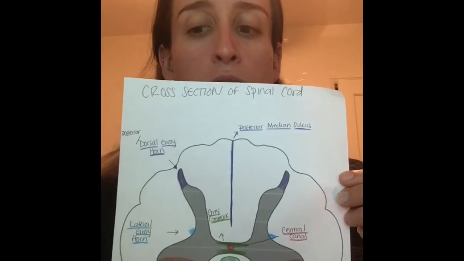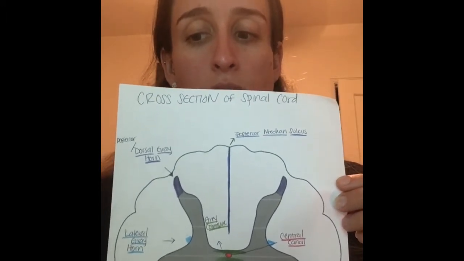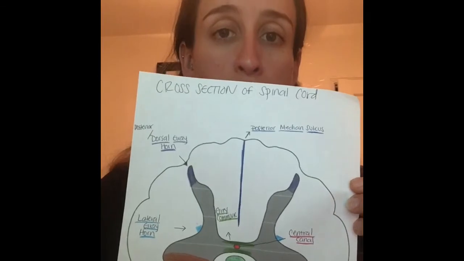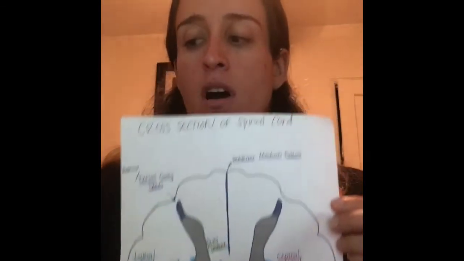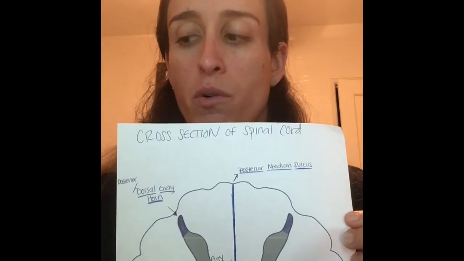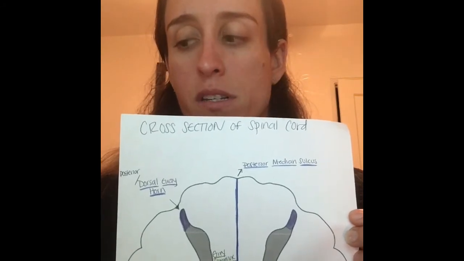The dorsal horns have interneurons and they're somatic sensory. So their sensory info is coming from the body, including fine touch, proprioception, and vibration. Lateral horns are the autonomic sympathetic division. Motor neurons serve all the visceral organs.